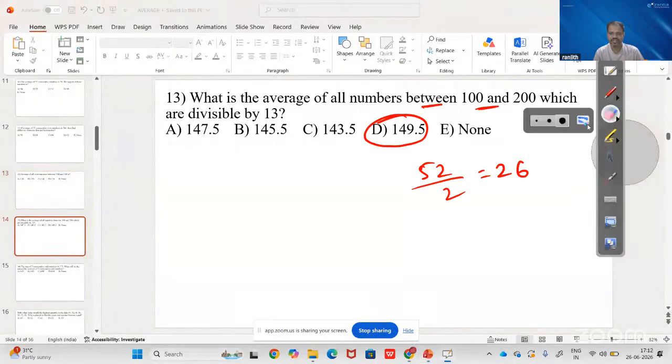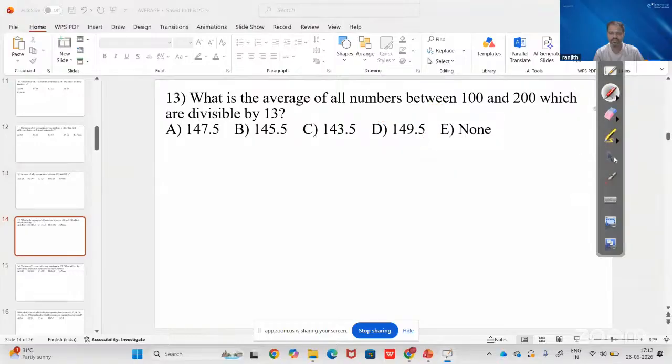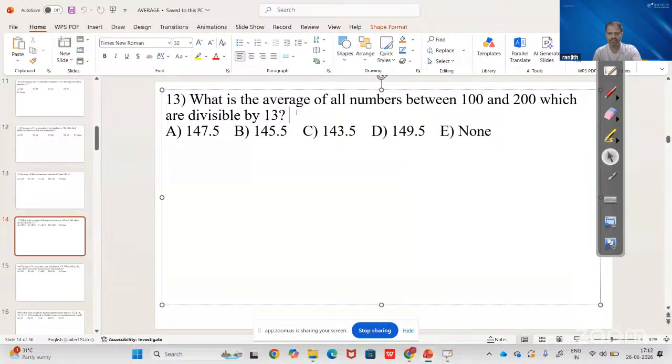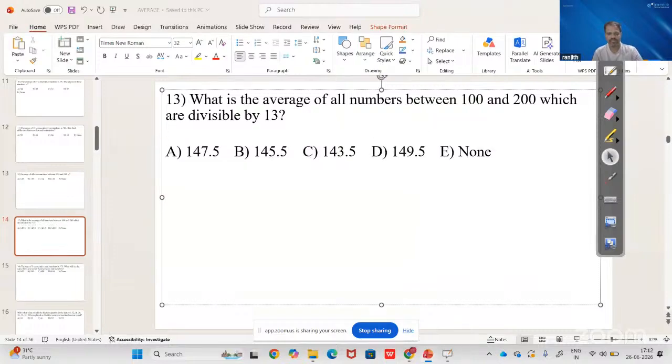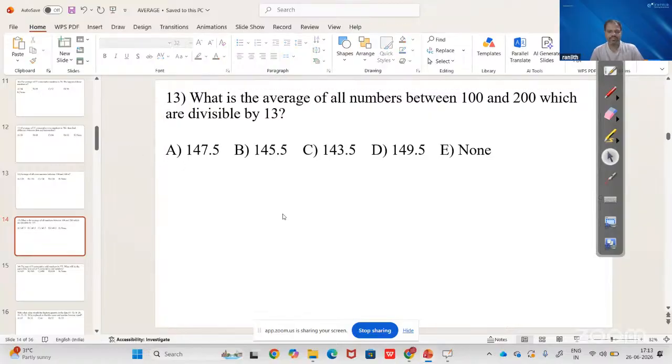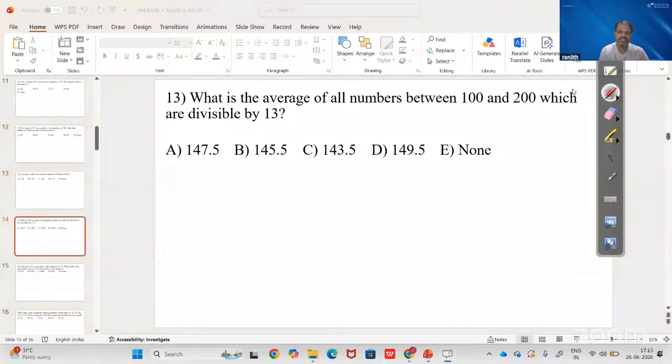So what is the answer for this one? What is the average of all numbers between 100 and 200 which are divisible by 13? What is the number which lies between 100 and 200? So what is the initial number? If you don't know the initial number, we need to divide 100 by 13. So 13 sevens are 91. So I'm getting remainder 9.